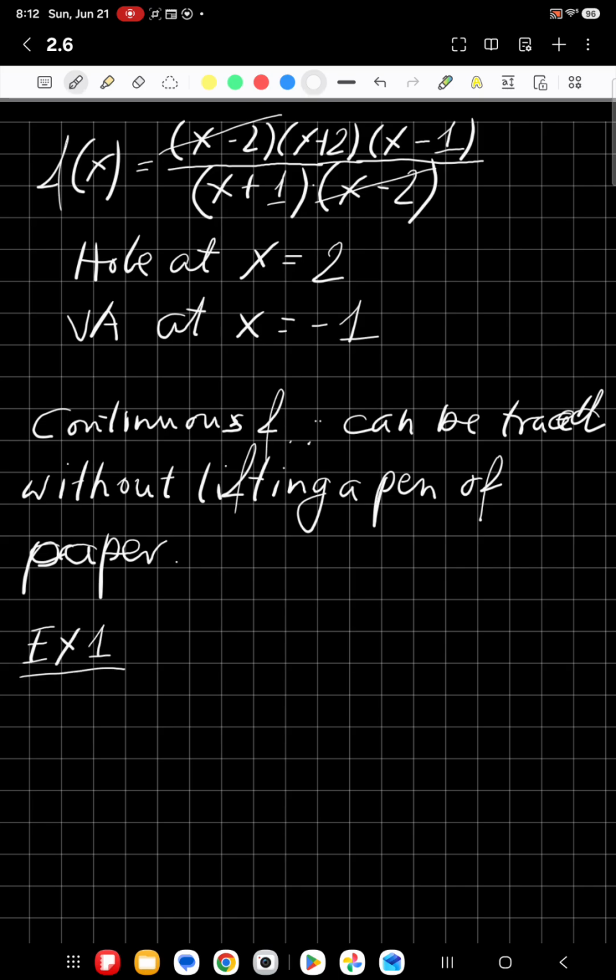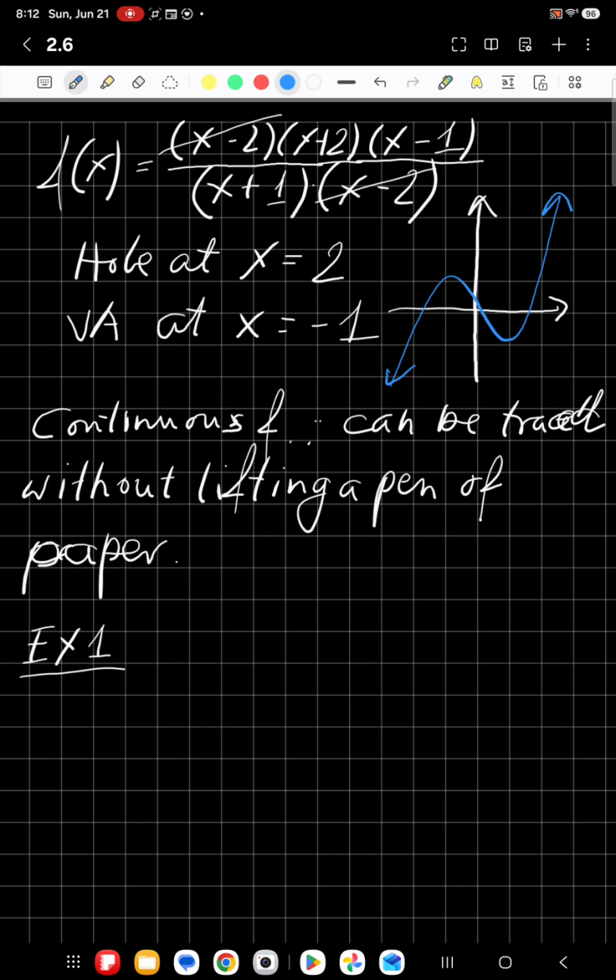Yeah, so maybe before I give you that example 1, I'll show you a function that's perfectly continuous. It could be like a cubic polynomial, for example. So something like this. And you guys saw that I drew it without lifting my pen off the paper. Yeah, so this is a continuous function.